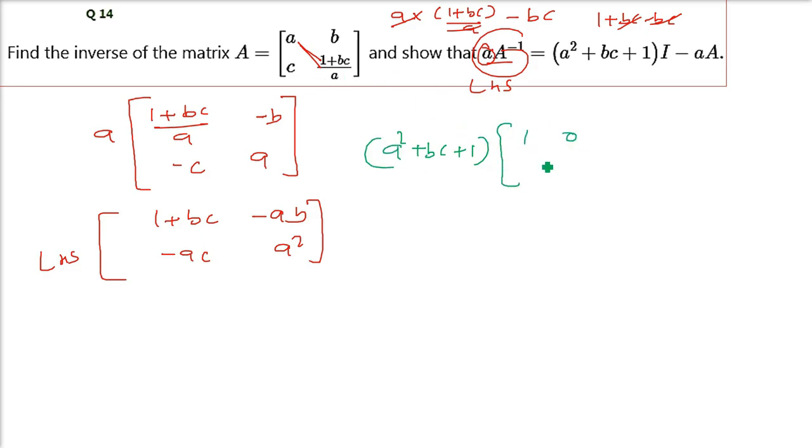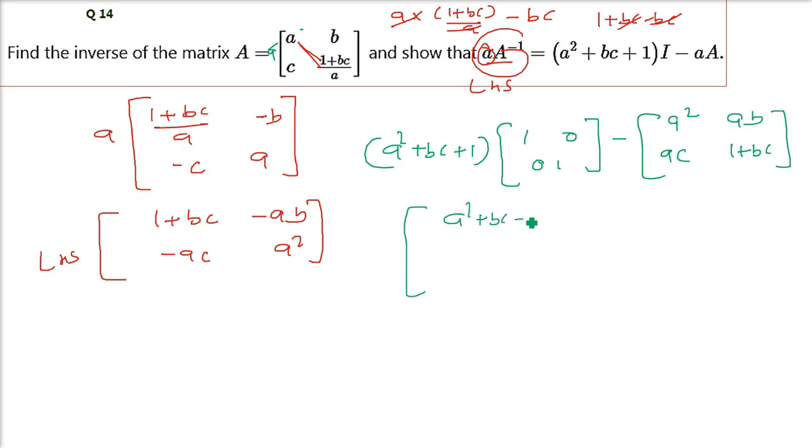You have 1 0 0 1 minus A into capital A. So multiply it with A and then write it here. A into A is A squared, A into B is AB, A into C is AC, A into 1 plus BC by A gets cancelled. You only get 1 plus BC. Now this is simply a scalar multiplication. In the last question we did 9 into I, like that. So A squared plus BC plus 1, 0, 0, A squared plus BC plus 1. And then you have a negative sign here. A squared, AB, AC, 1 plus BC.